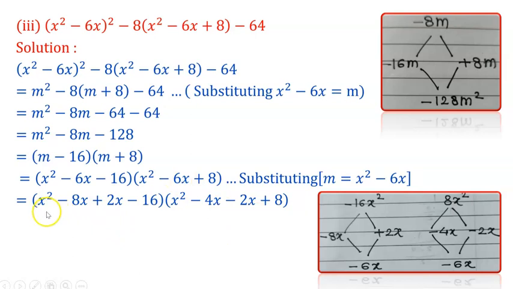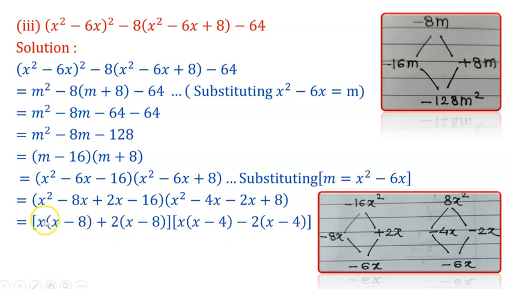Now take the common from these two, that is x is common. Then in bracket you will get x minus 8. Take 2 as a common. Then in bracket you will get x minus 8. From these two terms x as common. Then in bracket you will get x minus 4. Again from these two terms take minus 2 as a common. Then in bracket you will get x minus 4.